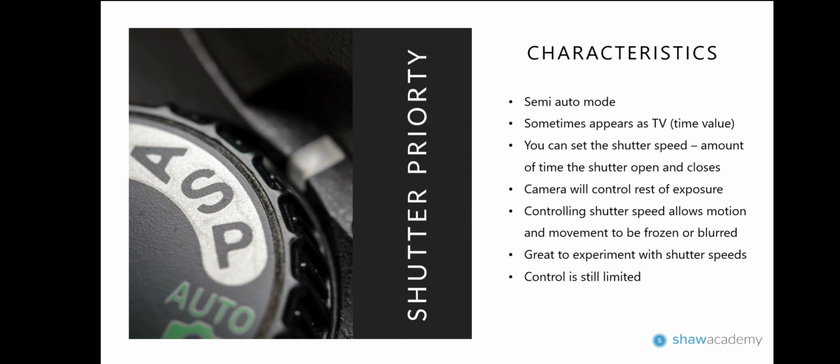Now, control is still limited. So, you still don't have control over your aperture. You still don't really have control over your ISO. You only have control over the shutter speed, and the camera controls the rest. And do be careful of camera shake. You're going to very quickly come across camera shake if you set a shutter speed that is too slow. So you might want to use a tripod if available when using this mode.